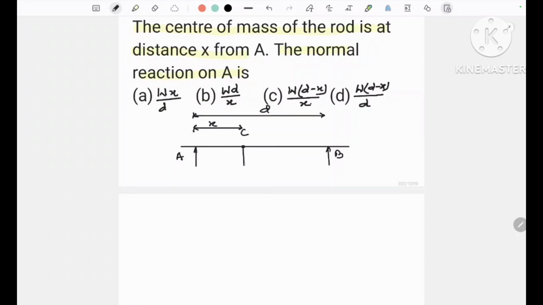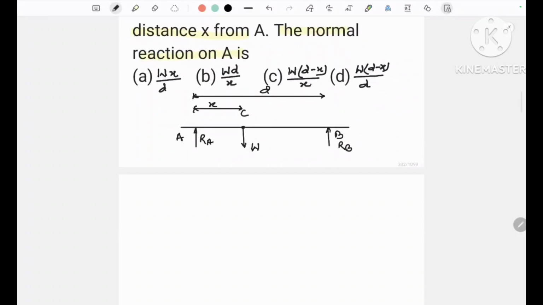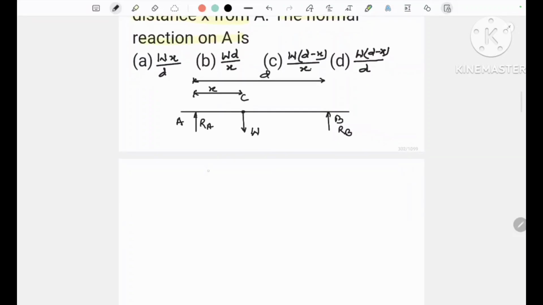Weight W. Reaction at A is RA and normal reaction at B is RB. Moment of force is about B.